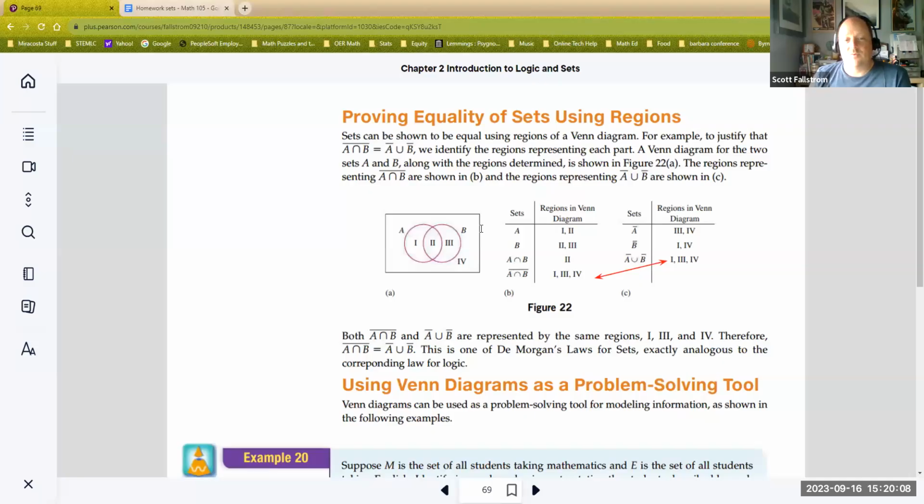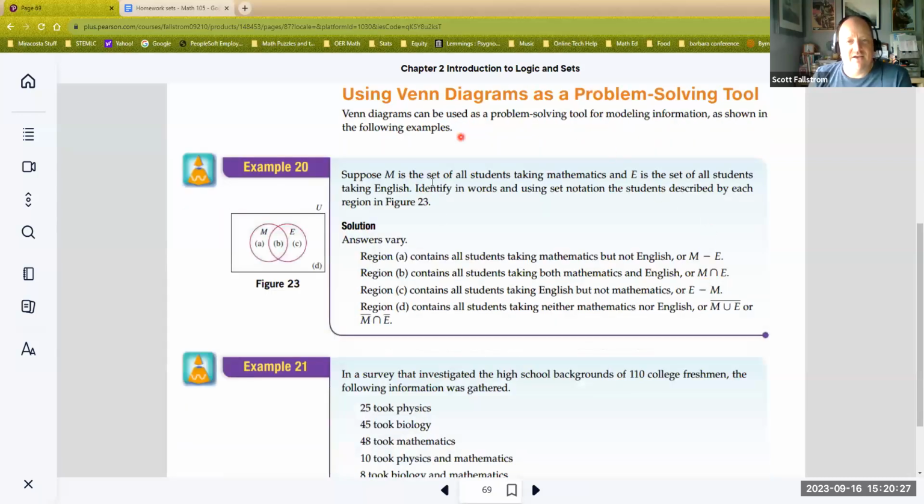Okay. The other way is to create sets like A and B and then show that it's true. The problem with that is it might only be true for your example. Maybe your example had some extra piece that you didn't notice in it, or it didn't include a broad enough category of additional objects. So Venn diagrams, we do use them as problem-solving tools.